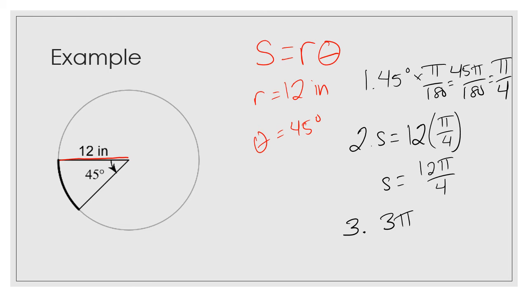And so 3 times pi, when I decide to round that, I get that that is approximately 9.4. So that arc length, what I'm solving for, S, is approximately 9.4 inches.